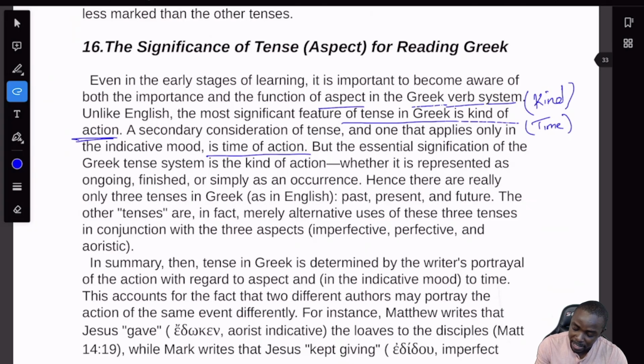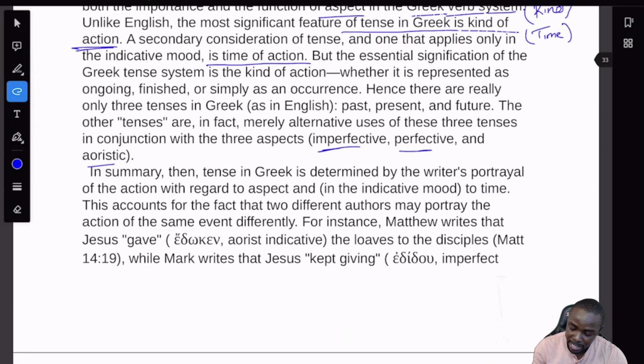Whether it is represented as ongoing, finished, or simply as an occurrence. One and done, they would say. Hence, there are really only three tenses in Greek, as in English: past, present, and future. The other tenses are in fact merely alternative uses of these three tenses in conjunction with the three aspects: imperfective, perfective, and aoristic. In summary then, tense in Greek is determined by the writer's portrayal of the action with regard to aspect, and in the indicative mood to time.